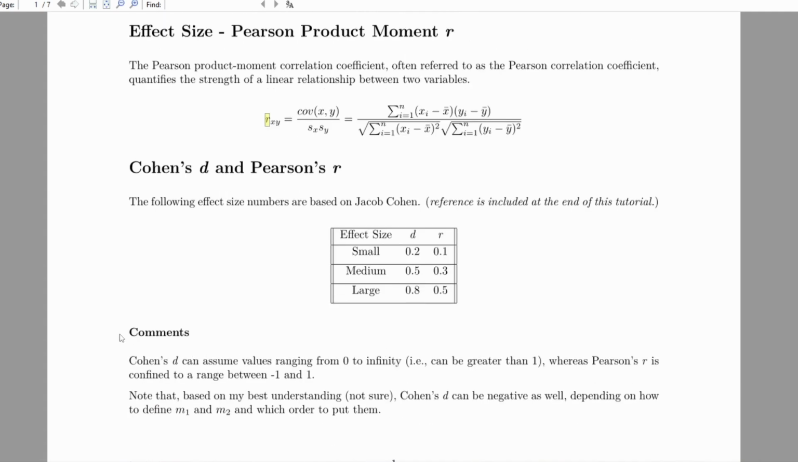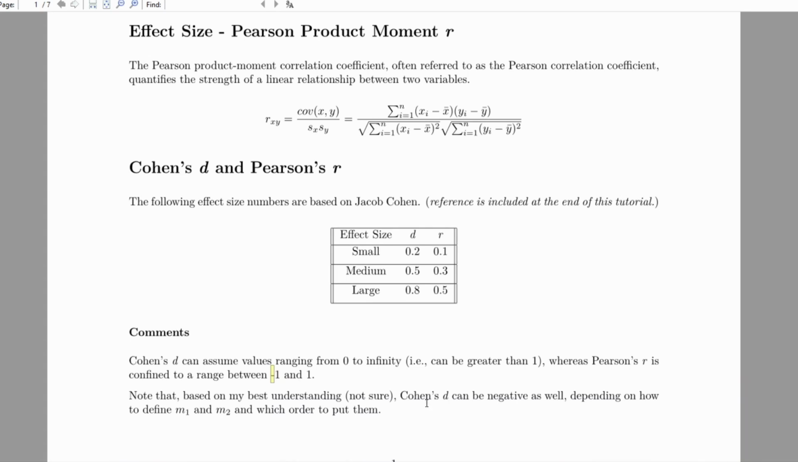So I have two comments here. One is that Cohen's d can be from 0 to infinity. Even though these three numbers are all smaller than 1, Cohen's d can actually be greater than 1. In contrast, the Pearson r is typically in the range of -1 to 1. And when we're talking about small, medium, and large, we're talking about absolute value, because Pearson correlation can be negative.